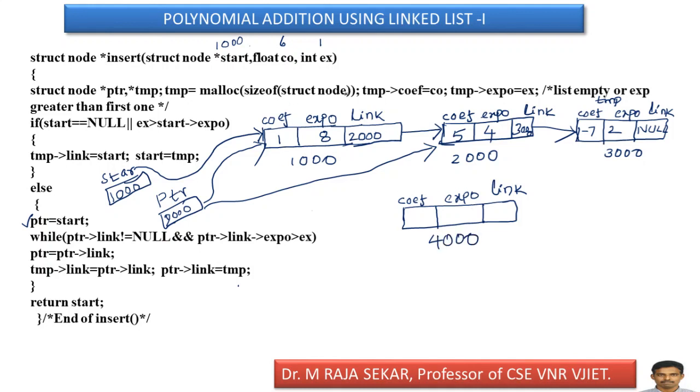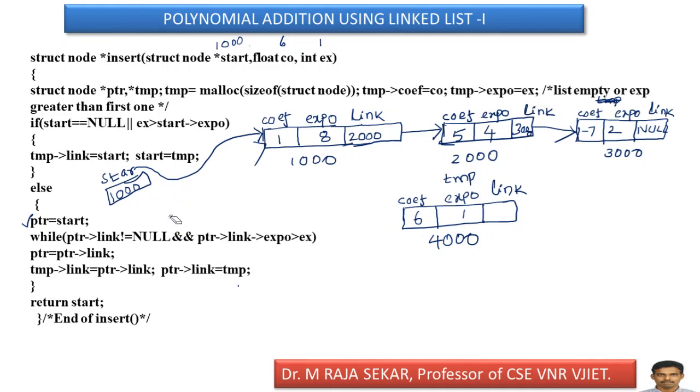After creating this node, TMP arrow COEF. Now this cannot be TMP. This is TMP. What does it say? TMP arrow COEF equal to CO. What is my CO value? 6. TMP arrow EXPO, this one. What is this value? EX. EX is 1, isn't it? Now, where can I go? If start equal to equal null, it's not true. Else, PTR equal start. What is my start value? 1000, isn't it? Now, let me erase all this.